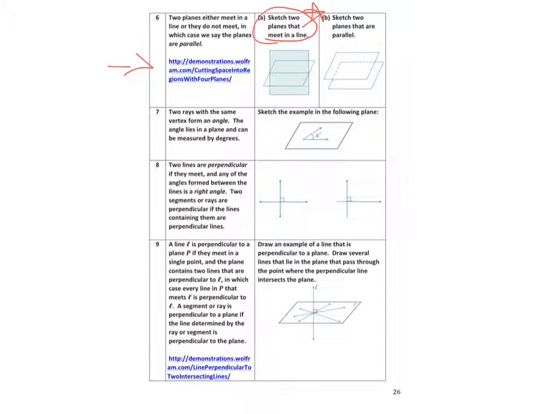And number 9, a line L is perpendicular to a plane P if they meet in a single point and the plane contains 2 lines that are perpendicular to L, in which case every line in P that meets L is perpendicular to L. A segment or ray is perpendicular to a plane if the line determined by the ray or segment is perpendicular to the plane. So yeah, that's a lot of writing there, a lot of words. So here's an example of what that looks like. Okay, I would be familiar with that picture and note when things are perpendicular with lines and planes. Also take a look at this video that's been provided.